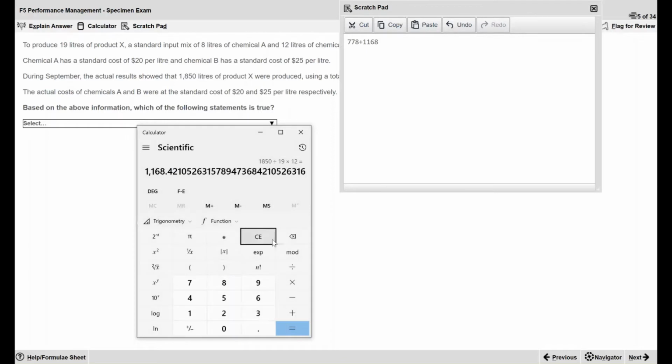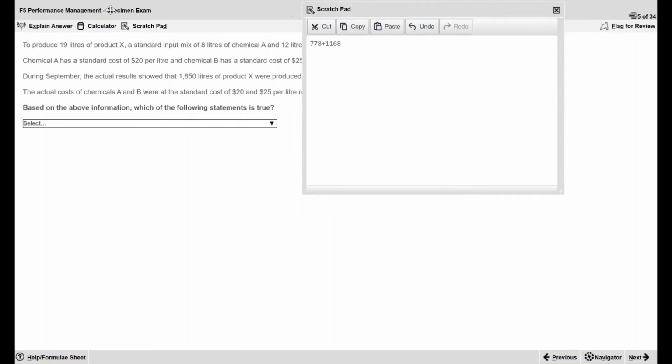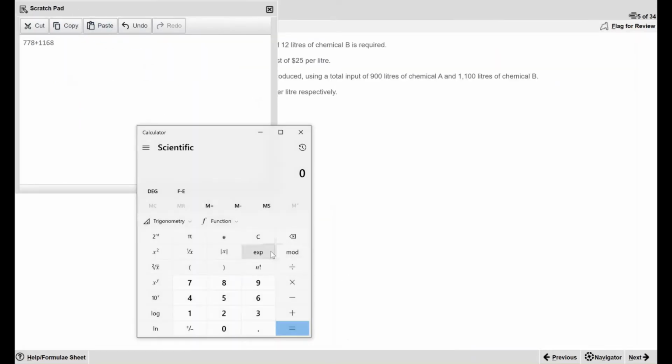Let's double check. 1850 divided by 19 multiplied by 8 is 778, or we could make it 779. So if we add it together, 779 plus 1168, we have 1947 total quantity. So 779 plus 1168 total we should have used, but we actually used 900 liters of one and 1100 liters of another. So we have used more. That would give us adverse.